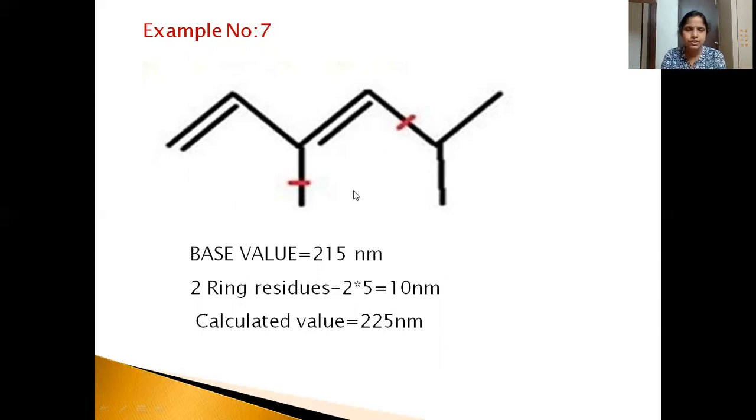Actually, we should call this an alkyl substituent. Where are they? Here. At this carbon, this is the alkyl group. And at this carbon, this whole thing is the alkyl group. So there are only two alkyl groups. For each, the increment is 5. So it is 2 into 5, which is 10 nanometers. So the total calculated lambda max will be 225 nanometers.